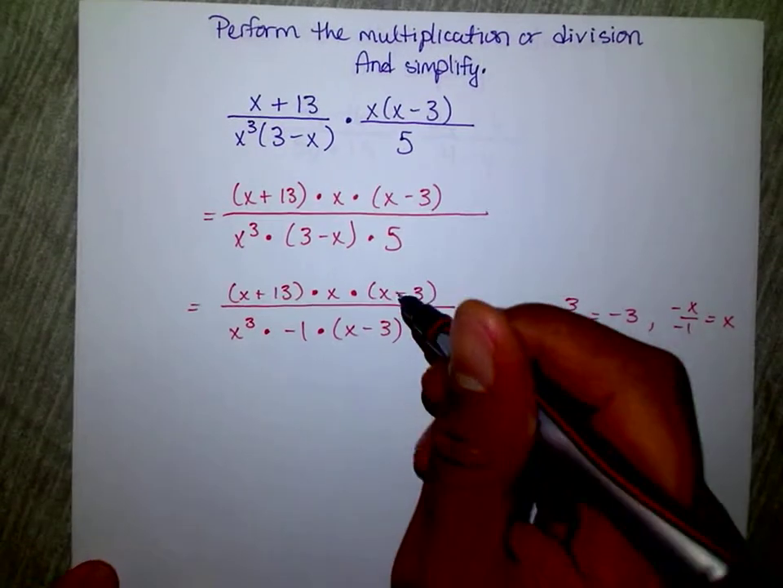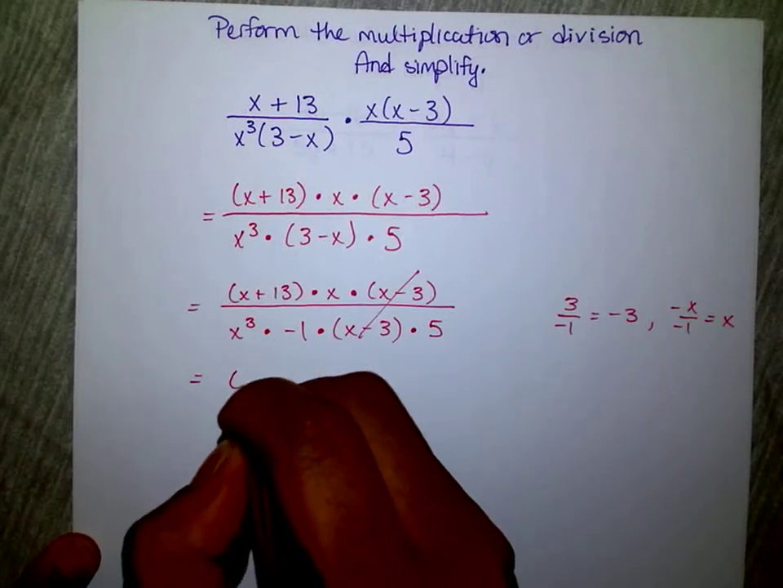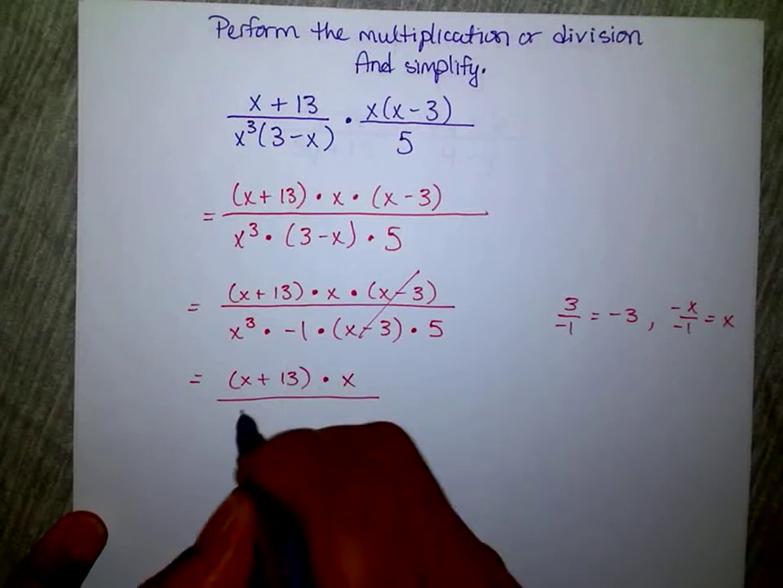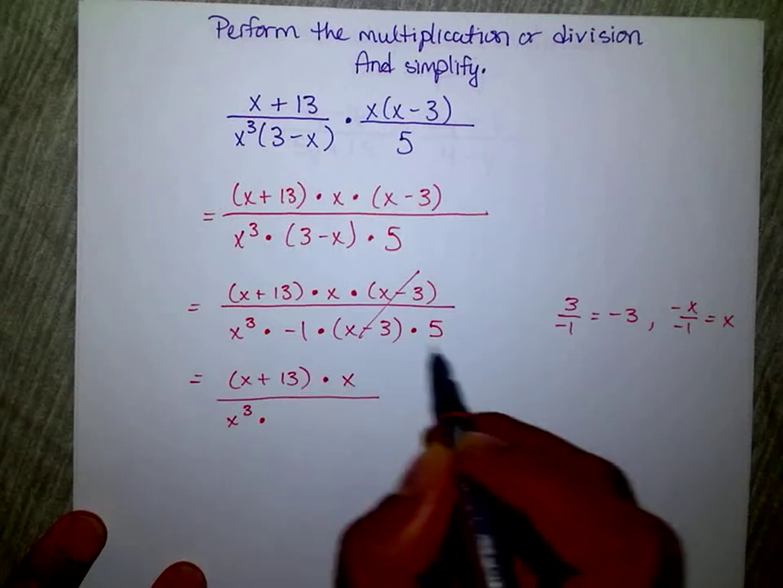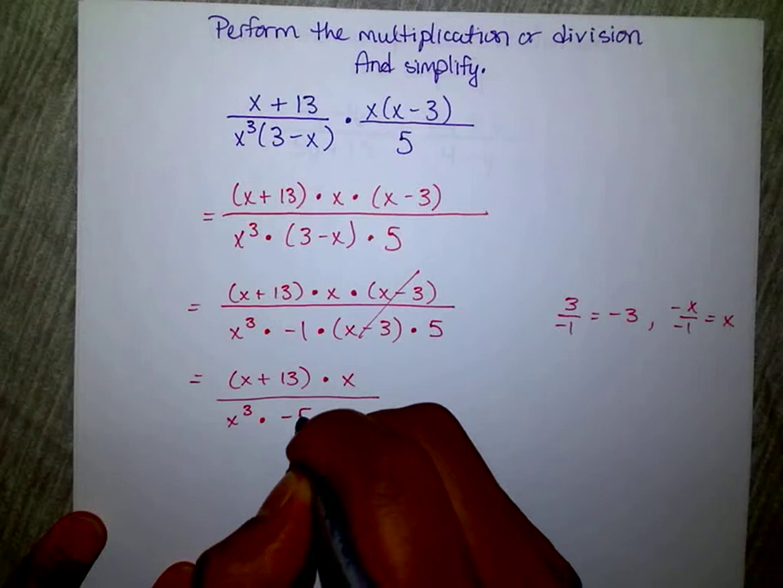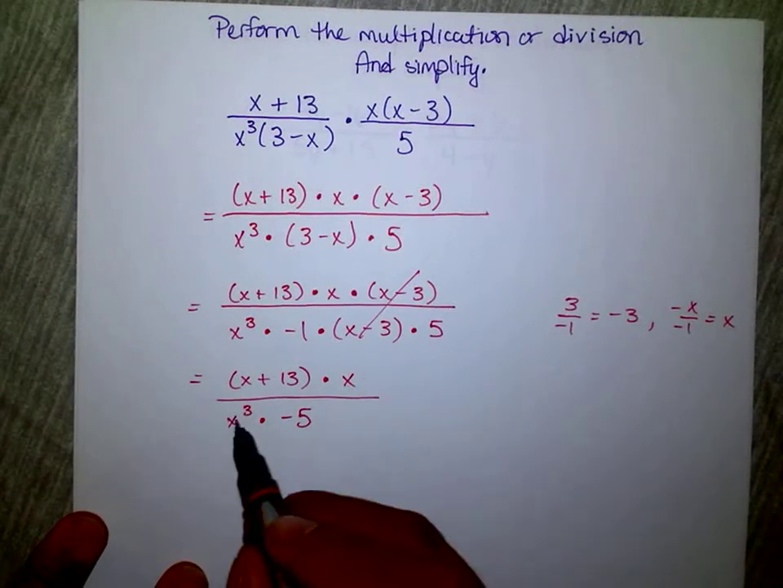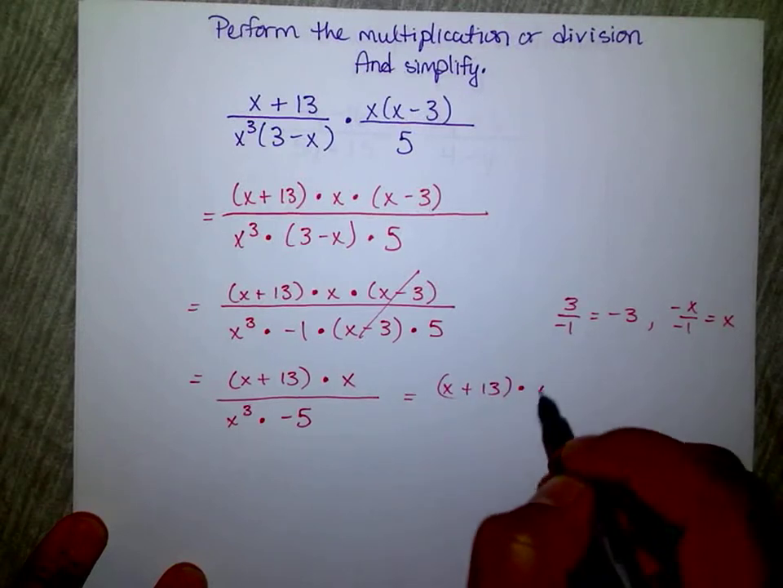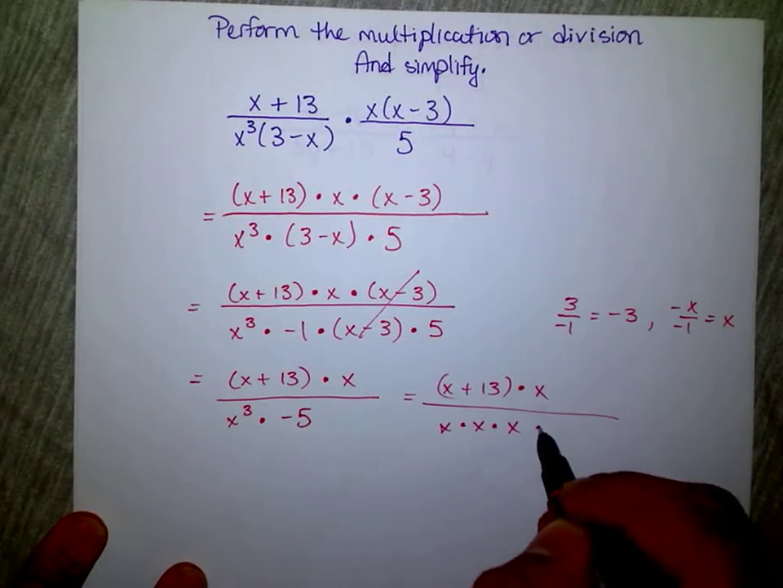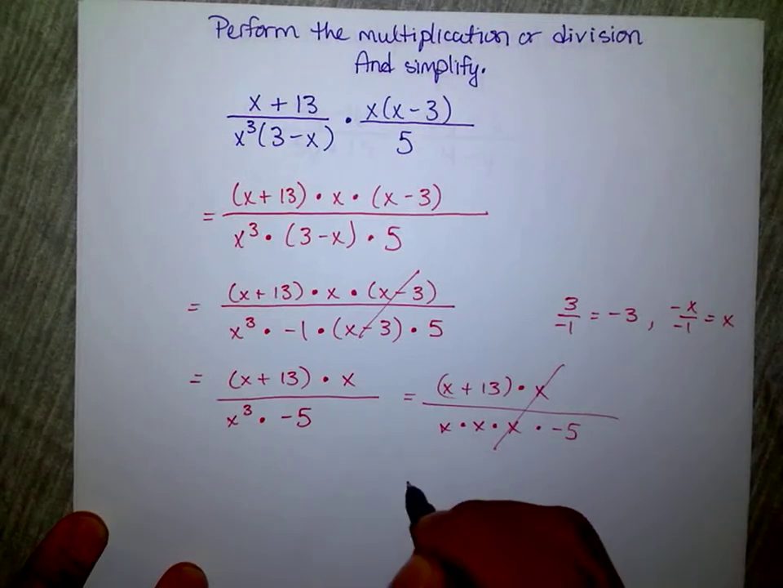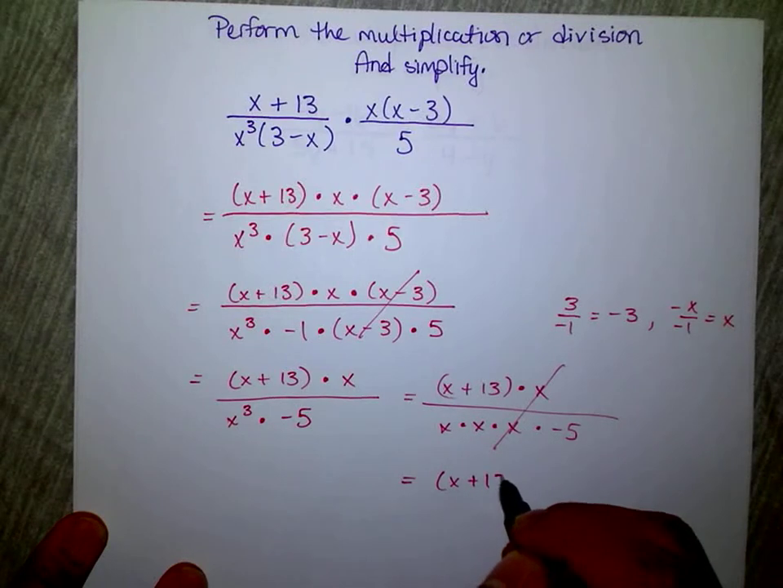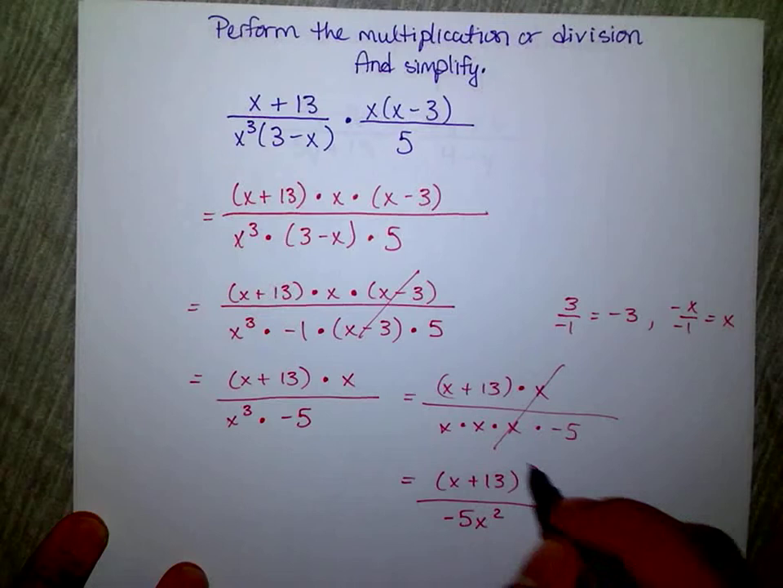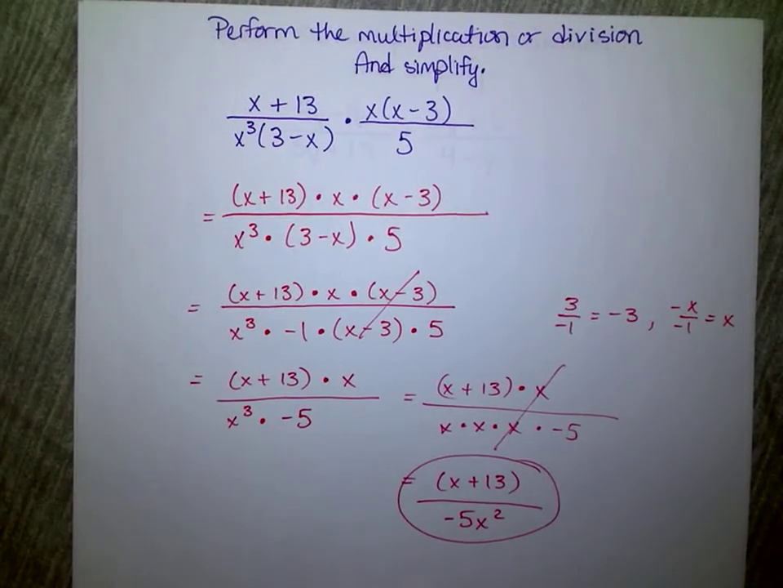Alright. Now I see that these are gone. So I have x plus 13 times x over x cubed times -1 times positive 5, which is going to give us a -5. And I see I have x cubed and I have x. I can expand this x cubed, so that's going to be x plus 13 times x over x times x times x times -5. Those x's cancel out, and I'll just be left with x plus 13 on the top over x squared times -5, so -5x squared. And that's my final answer. I'm done. Alright, let's take a look at the next problem.